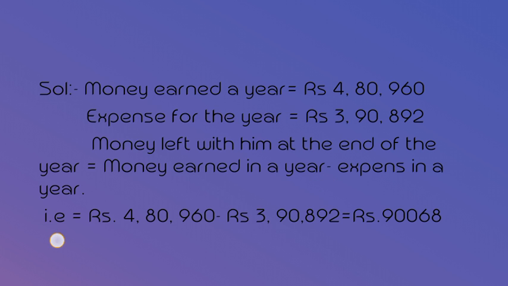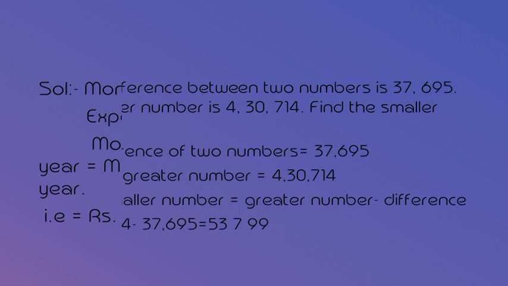So that is, I.e., equals to rupees 4,80,960 minus 3,90,892. What is 4,80,960? Money earned in a year, this money, minus expenses for the year, 3,90,892. That equals rupees, this amount you should get by subtracting. Okay, that is 90,068.